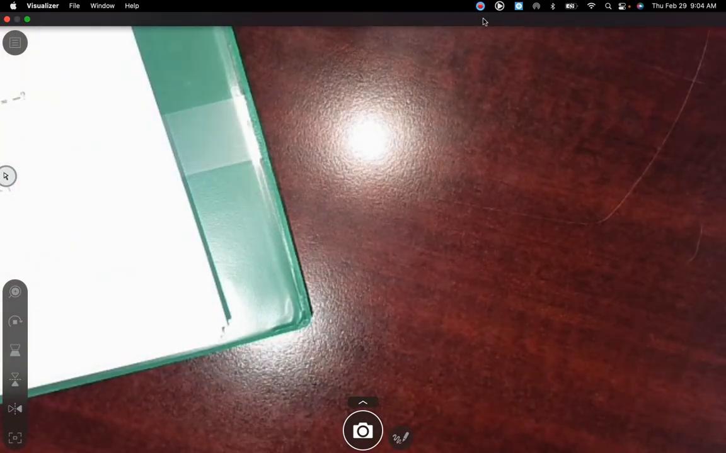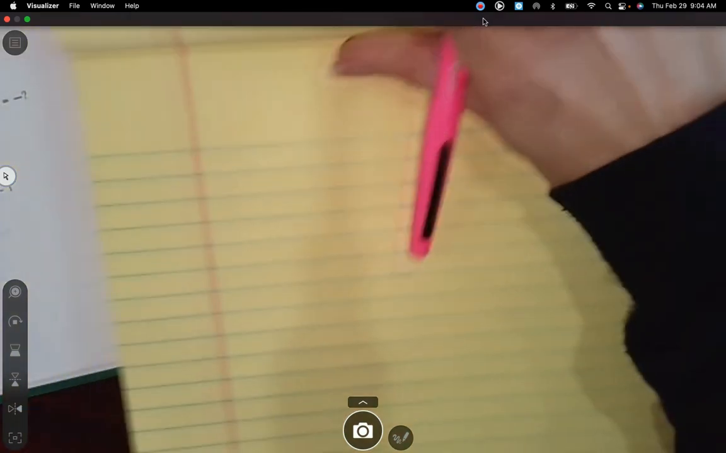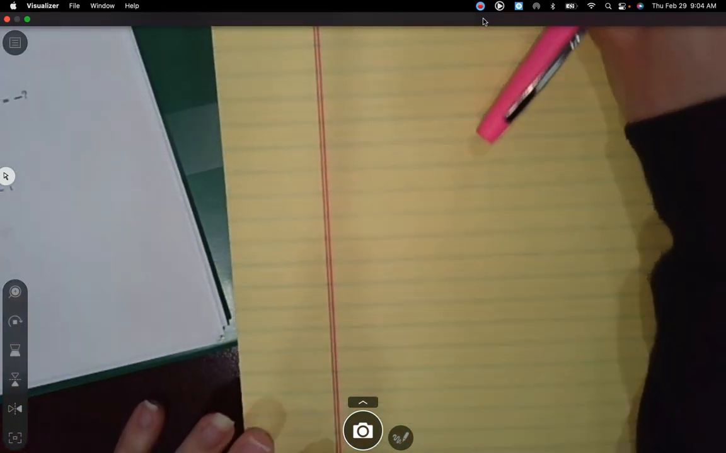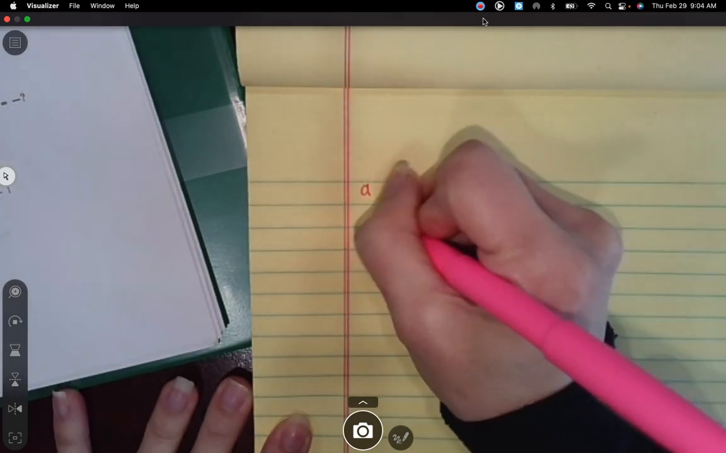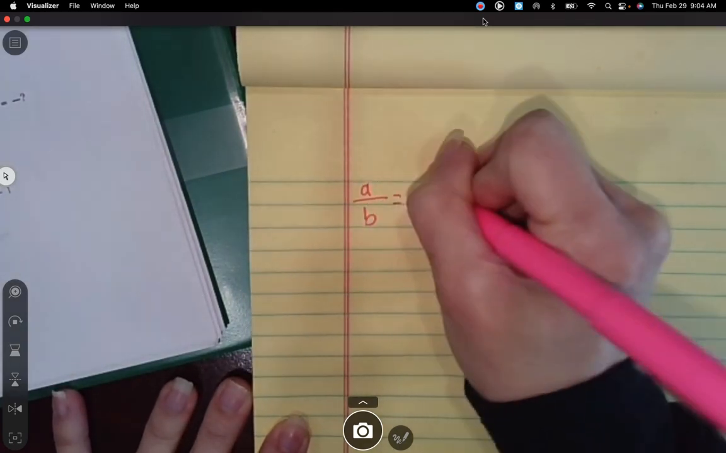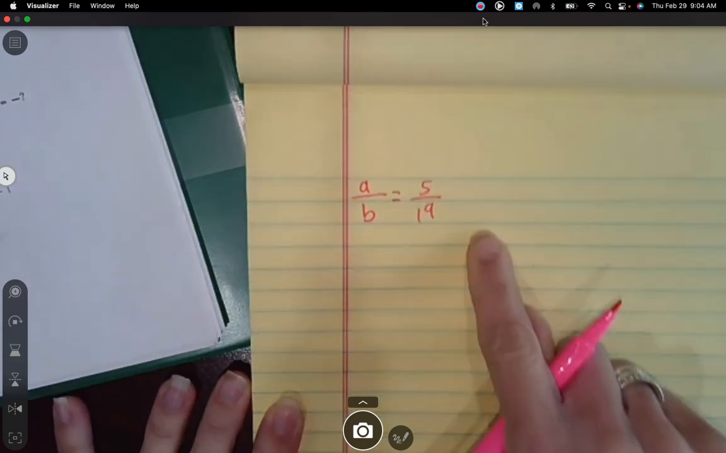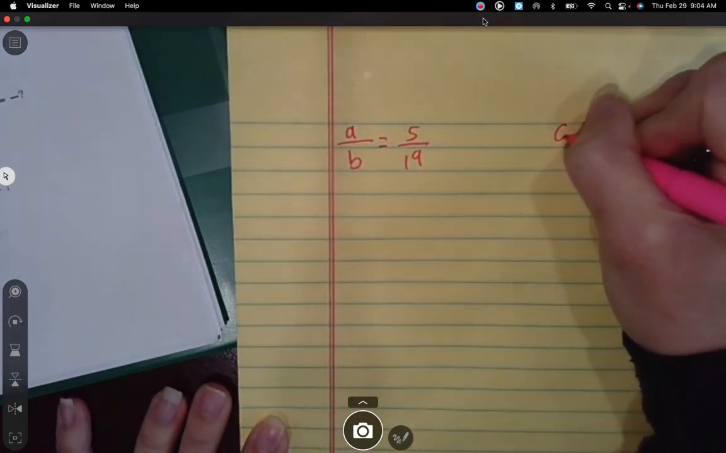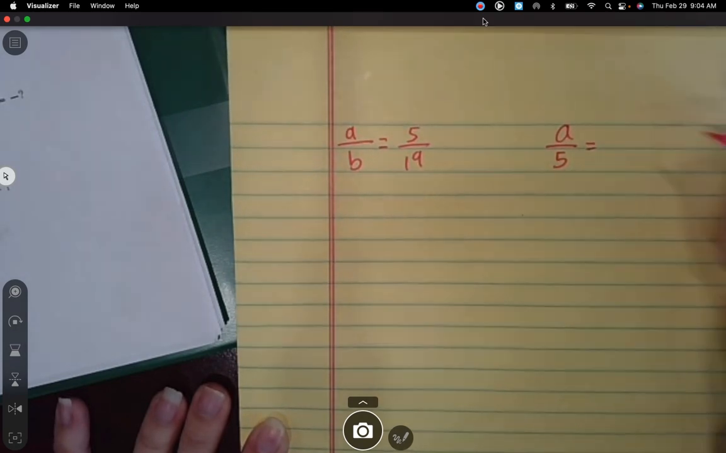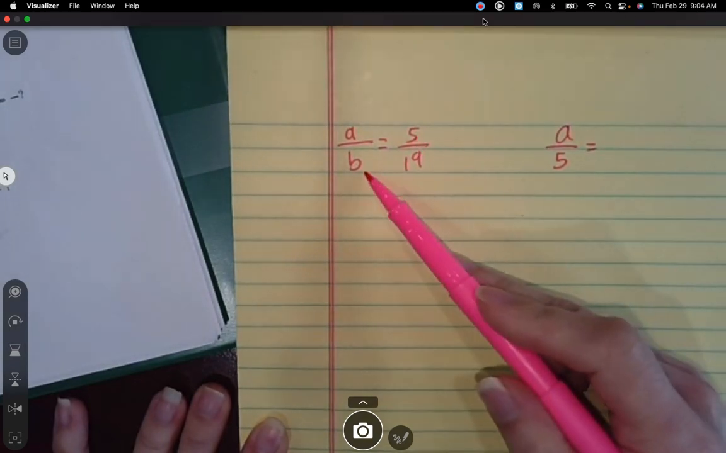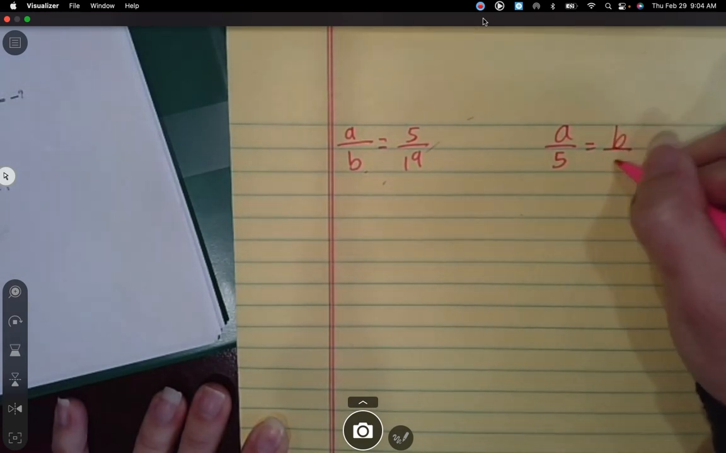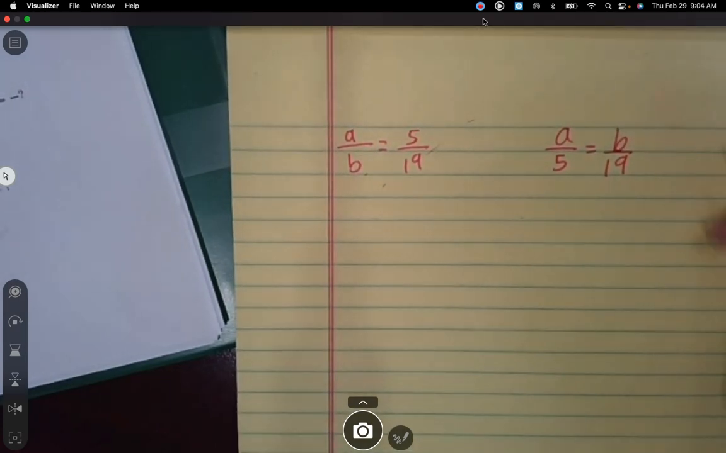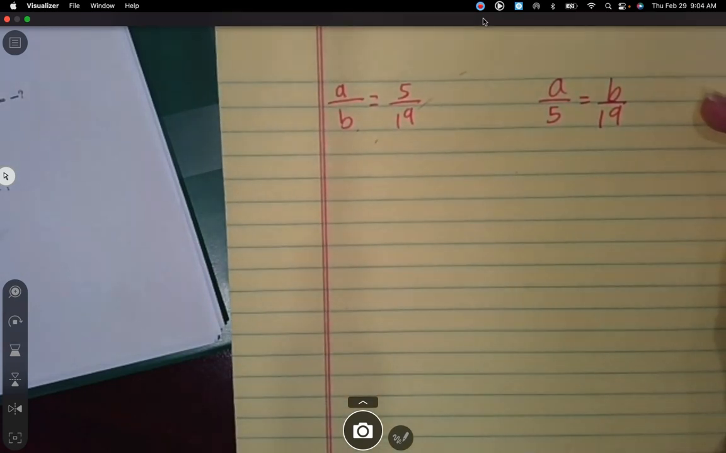Okay, let's see. Number 7. This one was a weird one. They just say, okay, what if I switch it and I put a over 5? What did I move? The b and the 5. So what goes on the other side? B, and then you just put your 19. That's all it is. It's kind of weird, but it's just common sense. Don't make it difficult.